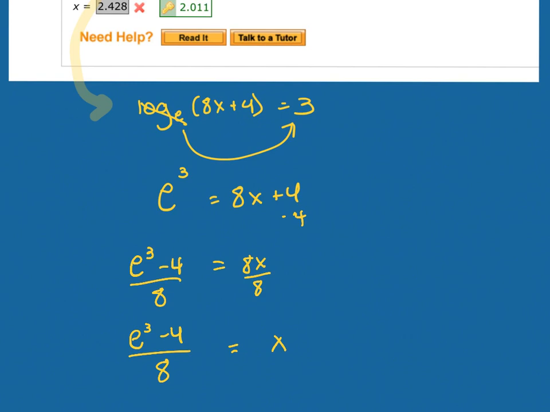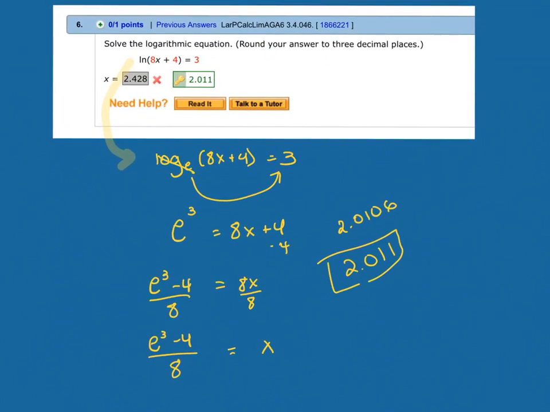So I would do e to the third, which is 20.0855, subtract 4 from it, and then divide it by 8. And I get 2.0106, which becomes 2.011. This one started with an ln, so I would want to check to make sure that if I plug that back in, I don't rule it out. 8 times a positive 2 plus 4 is definitely going to be positive, so it's fine. Good on that one.